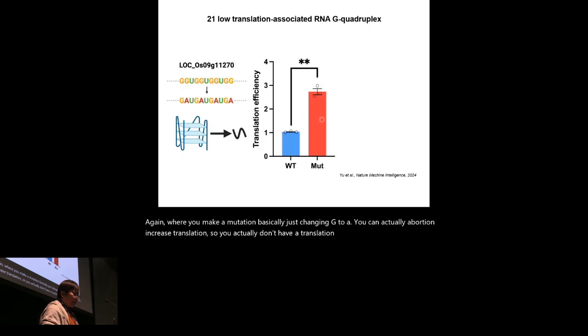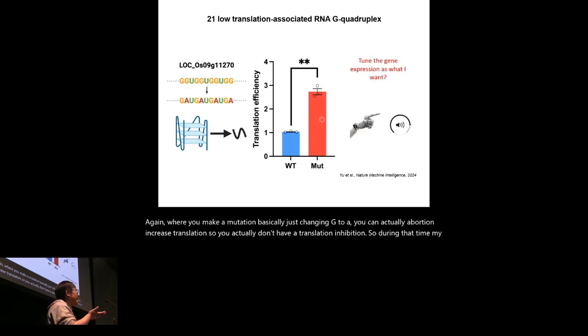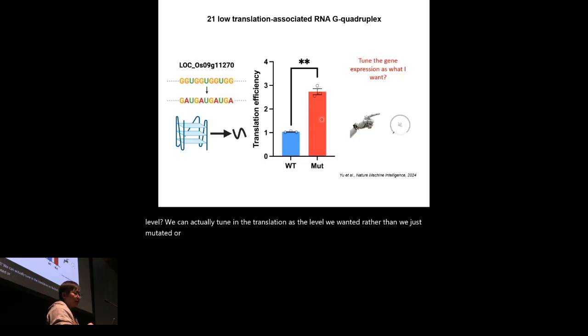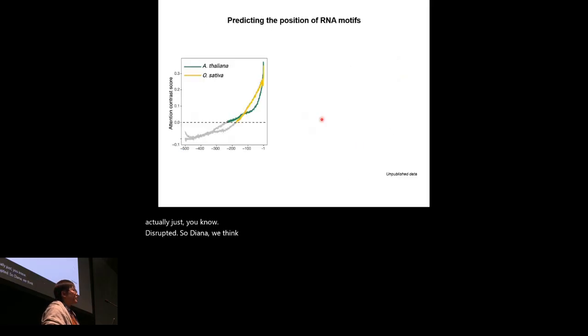During that time, my postdoc came through. Here's this AI model, right? Can we actually do the prediction? We can tune the translation to the level we want, rather than just mutating or disrupting. So then we think, okay, we go back to this trace.